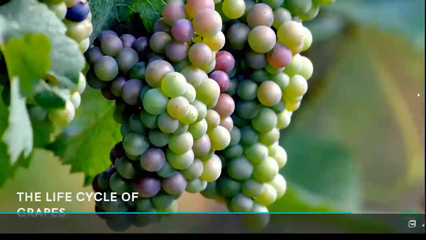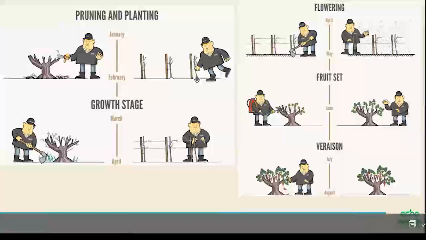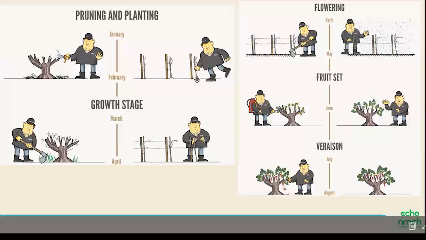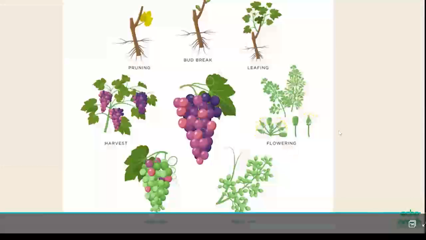Now we come to the life cycle of grapes. This is again a little graphic to make the process a little easier to understand. There is pruning and planting. Pruning, where basically it's cut neatly and then planted properly. Then it's the growth stage, which involves proper cleaning and maintenance. Then there's flowering, and then we see the fruit set, and then we have varieties, which is basically the coloration of the fruit.